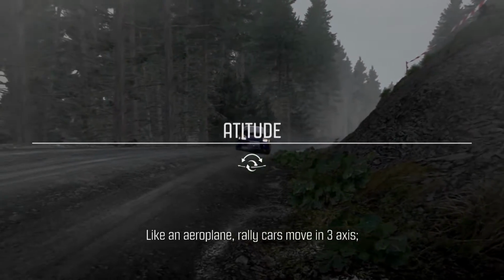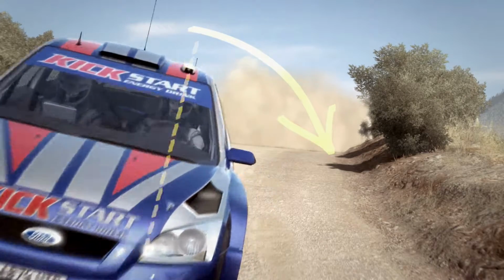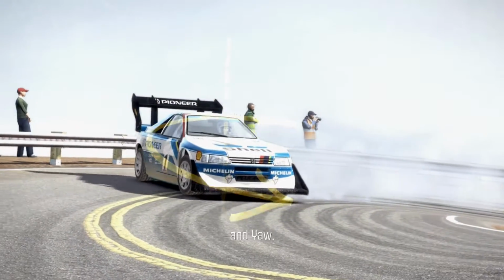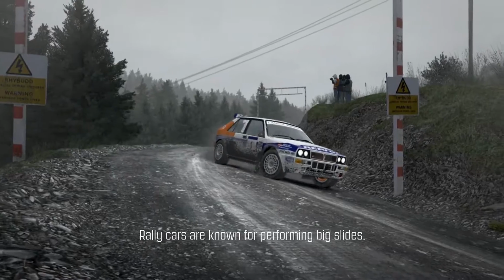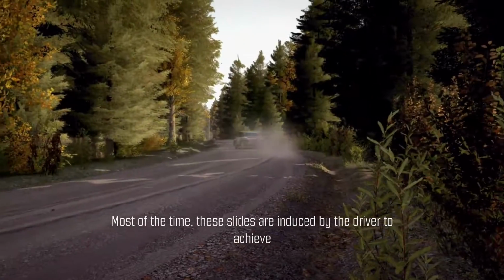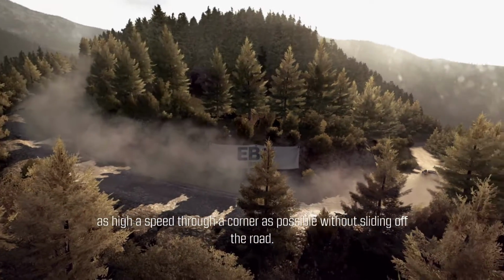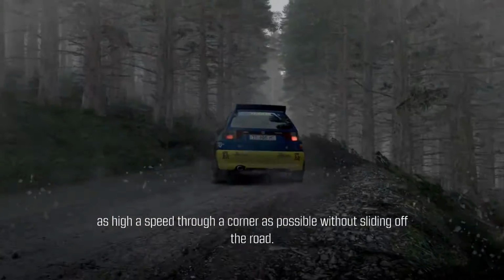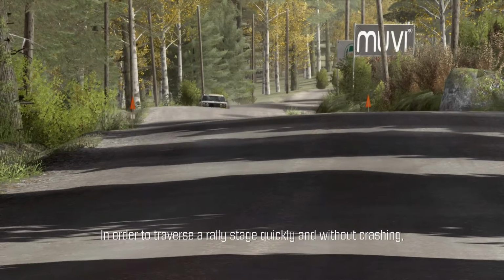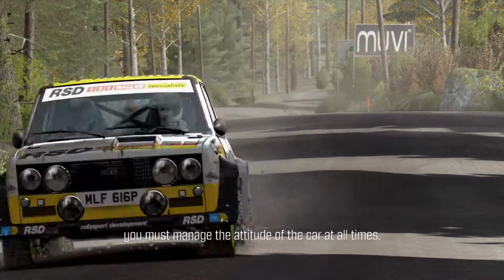Like an aeroplane, rally cars move in 3 axes: roll, pitch and yaw. Rally cars are known for performing big slides. Most of the time, these slides are induced by the driver to achieve as high a speed through a corner as possible without sliding off the road. In order to traverse a rally stage quickly and without crashing, you must manage the attitude of the car at all times.